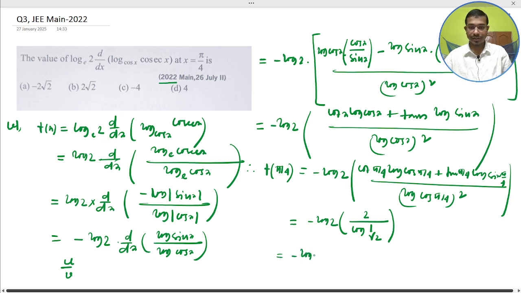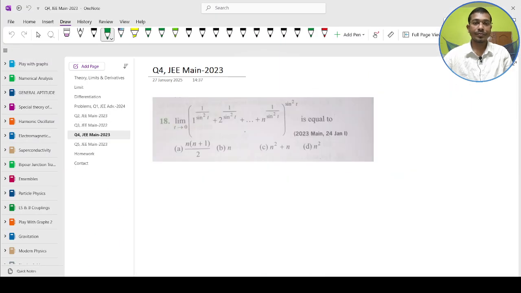Minus log 2 as it is into 2 divided by 1 by root 2, means half. 1 by root 2 means what? Log 1 by root 2 means minus half should become first, and the log 2 as it is. Log 2 cancel, minus minus plus, 2 into 2, 4. 4 would be the correct answer. Option D is correct.